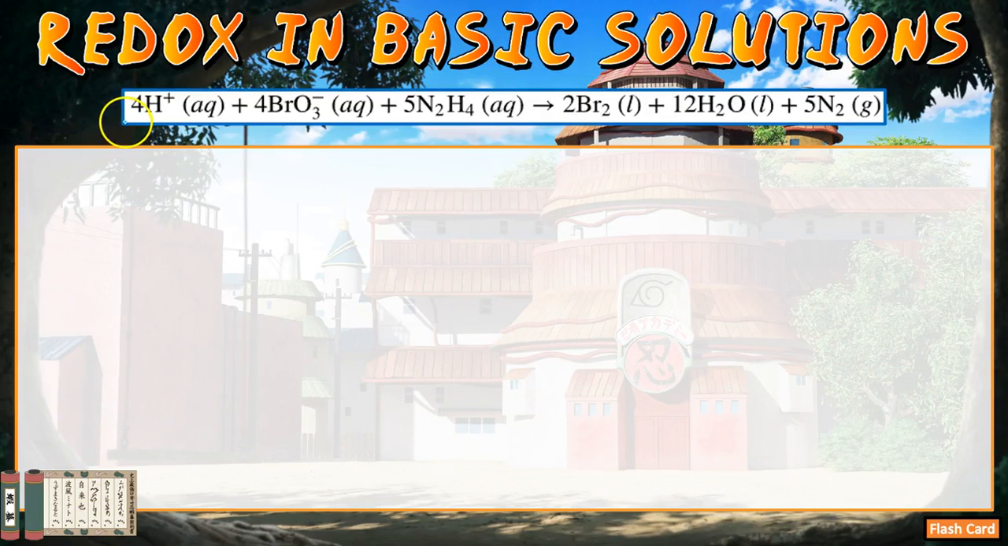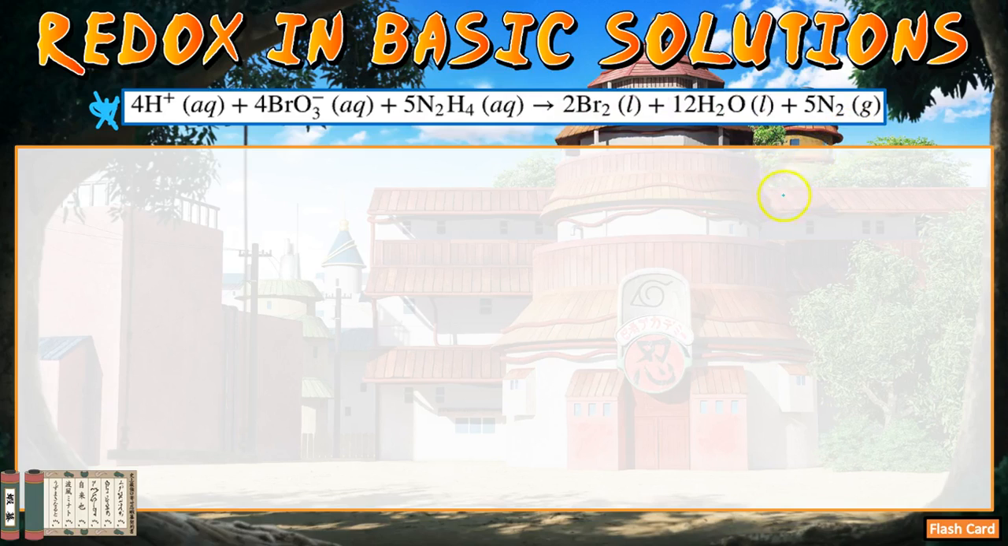All right, so we're going to say that we are starting with the same exact reaction as before, but this time we are going to balance in a basic solution. So that means we can do exactly as we just showed you, and all we would be left with is this particular balanced reaction, which is going to be the 4H plus, 4BrO3 minus, and the 5N2H4, producing the 2Br2 plus 12H2O and 5N2 gas. Let's see what the next step would be if we had to balance in a basic solution.